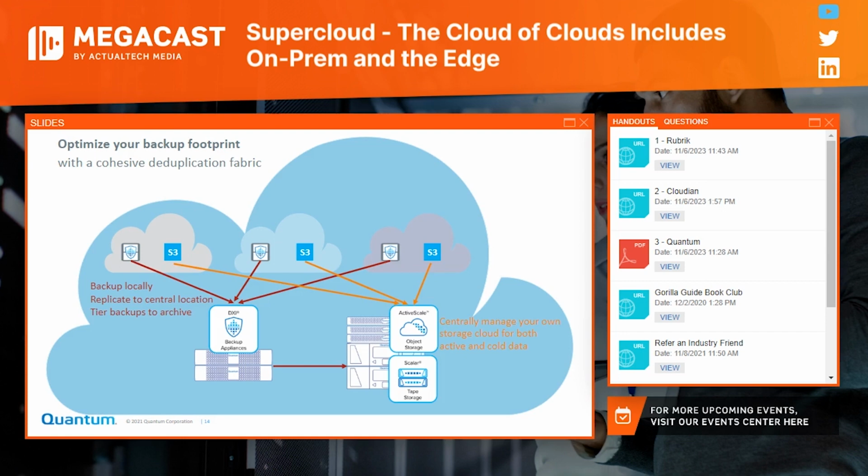So one of the things that this is going to provide is the ability to build a data protection fabric in a supercloud and hybrid cloud and multi-cloud type environment. Deploying DXi virtual appliances in different cloud environments allows you to back up the data locally in that cloud environment and then also to replicate it back to a central location. And then, of course, you can tier backups to archive for long-term retention of your backups into a centrally managed storage cloud.